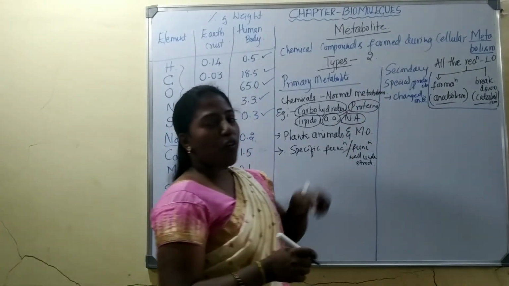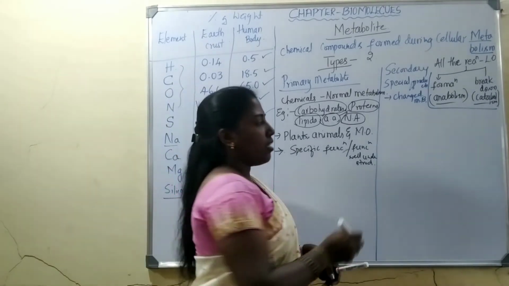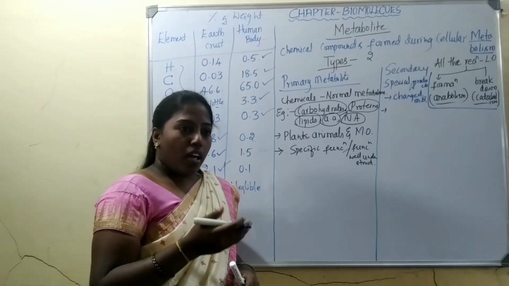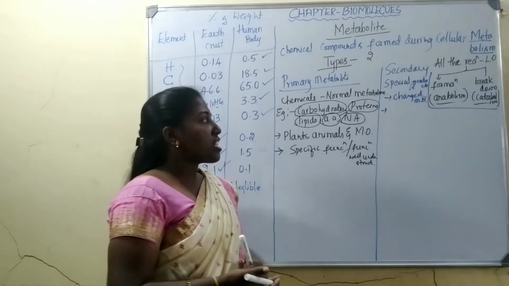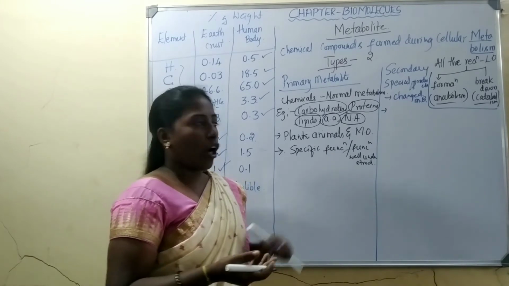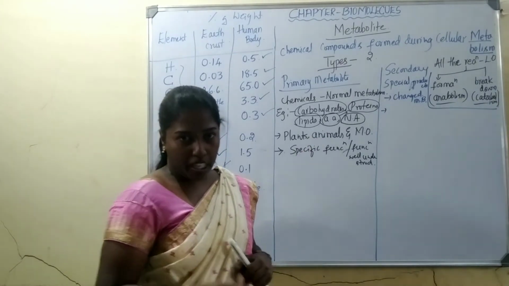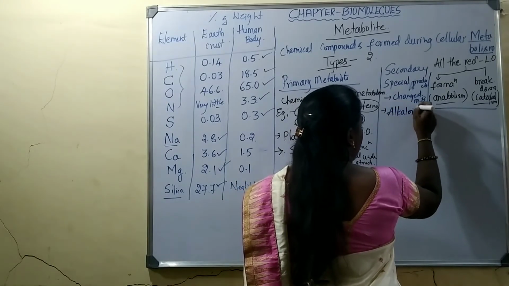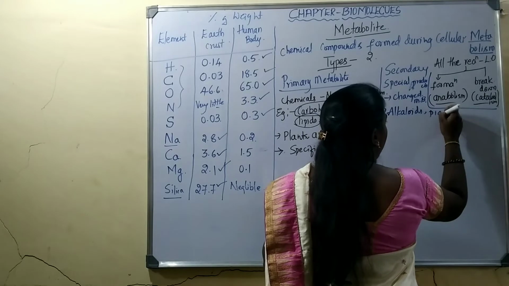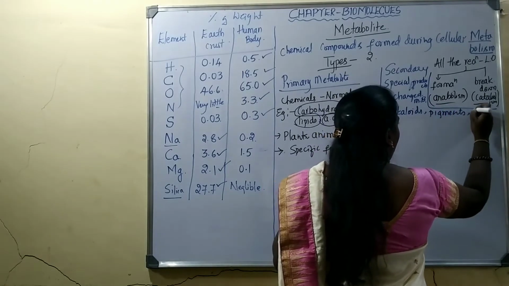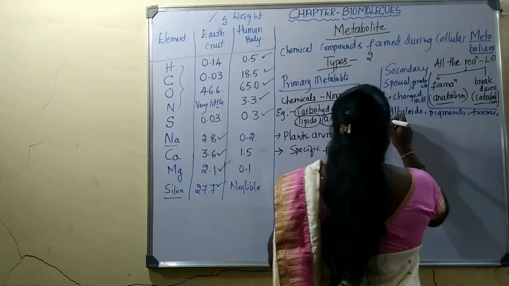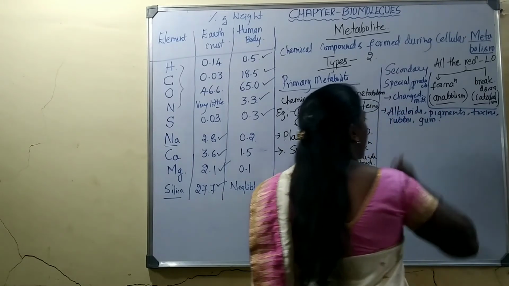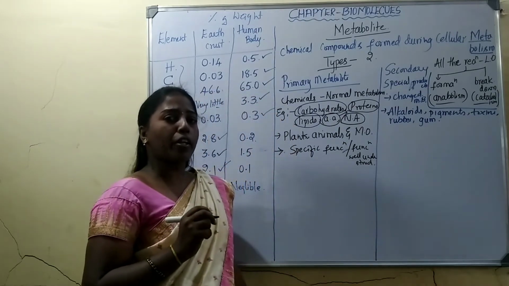Some of the examples for secondary metabolites are alkaloids, carotenoids, pigments, toxins, rubber, and gum. So examples like alkaloids, pigments, toxins, rubber, gum. These are the examples for secondary metabolites.